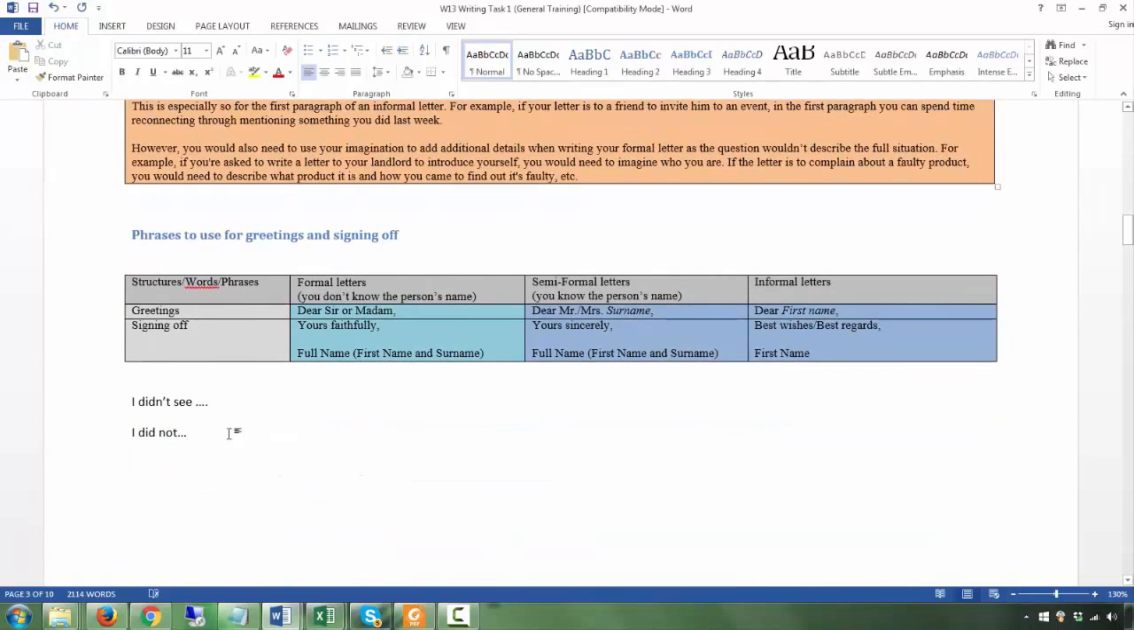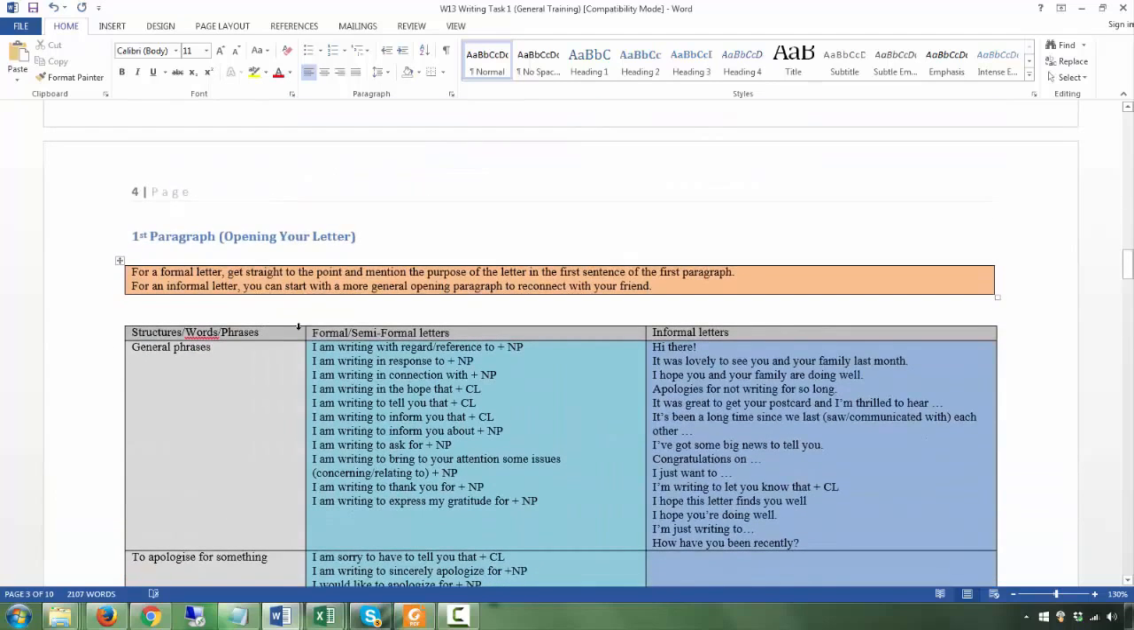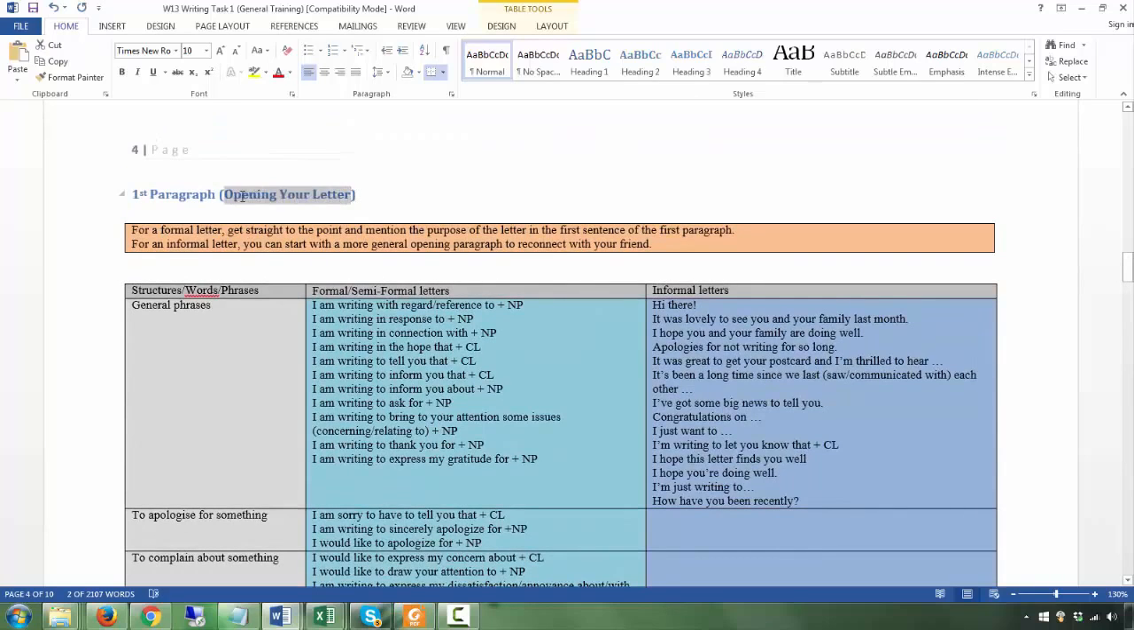Okay, how would you? Here are phrases that you would use for your introduction, whether it's a formal, semi-formal, or an informal letter. So this is opening your letter, basically your first paragraph, your introduction.